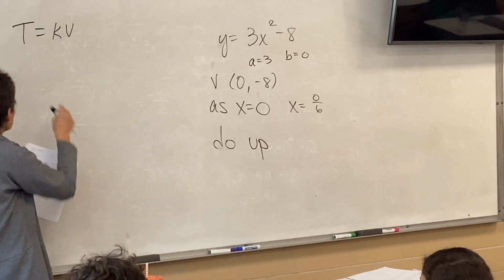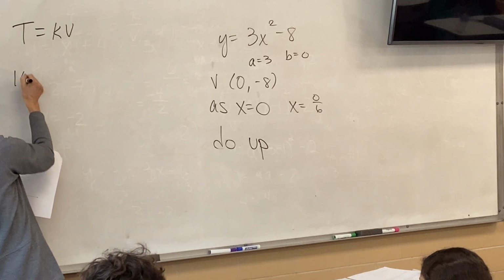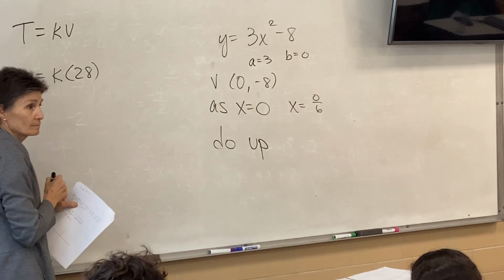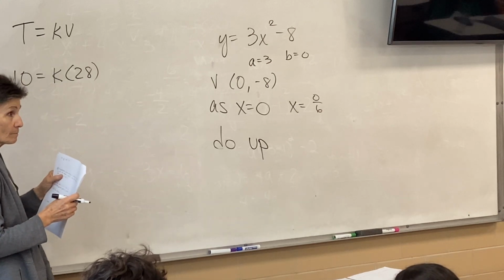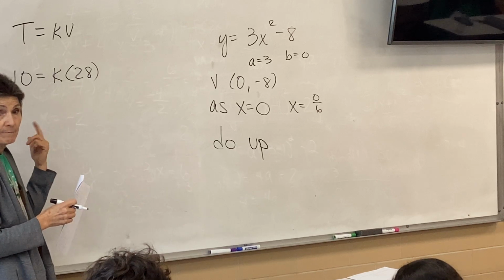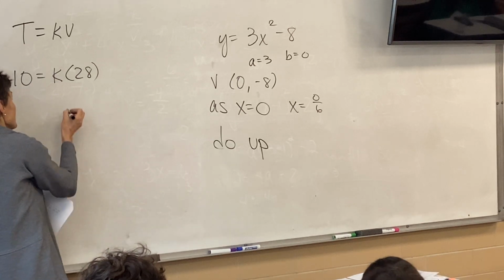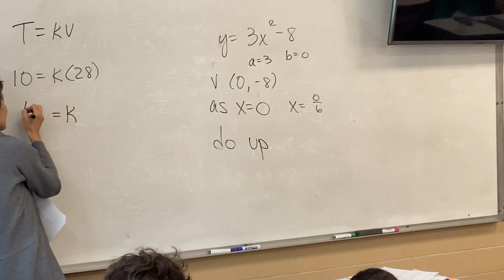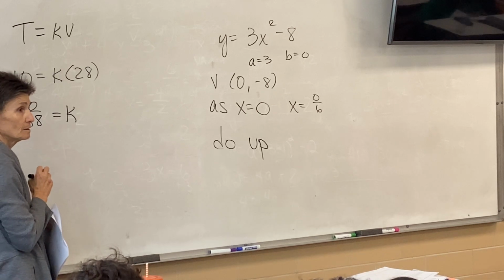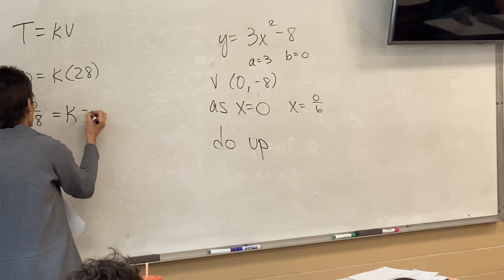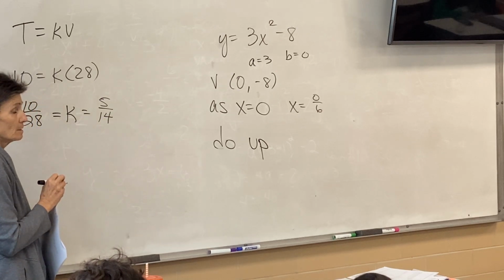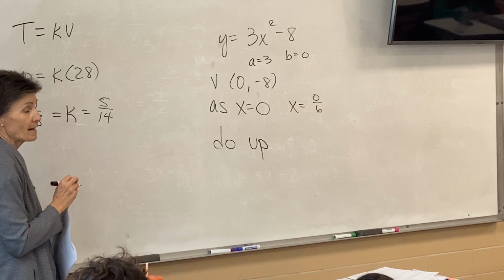All right, if the temperature is 10, then the volume is 28. So 10 in for T and 28 in for V, right? So K equals 10 divided by 28, which I can reduce to 5 over 14.